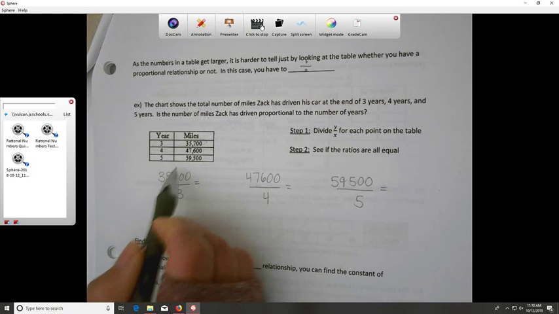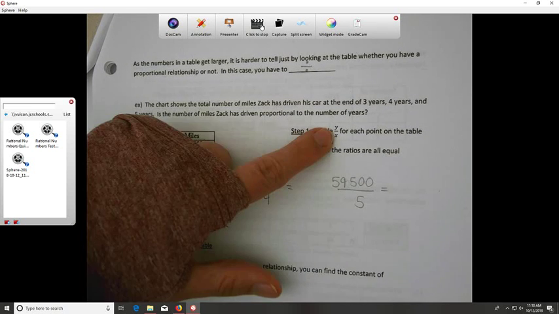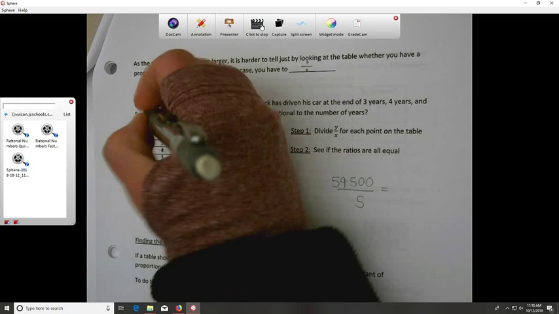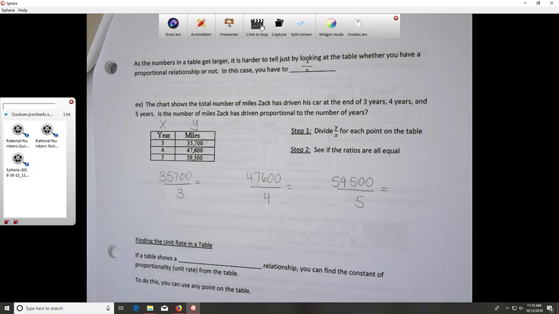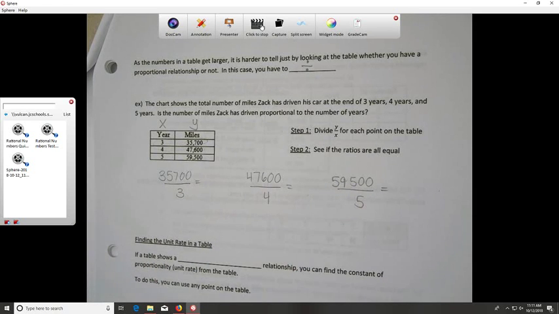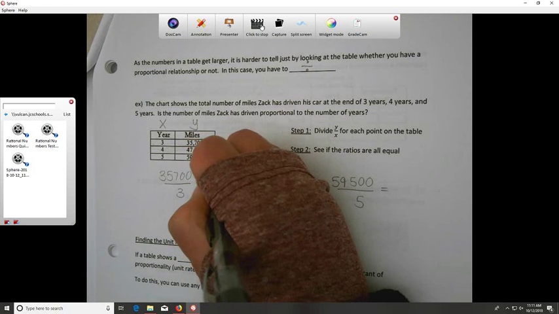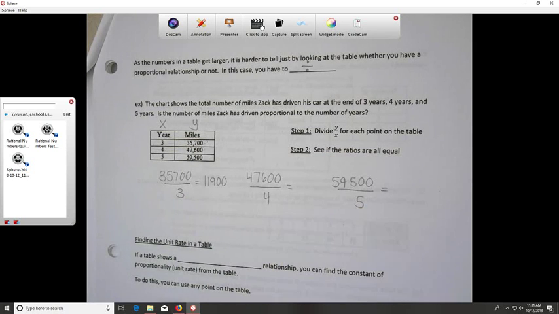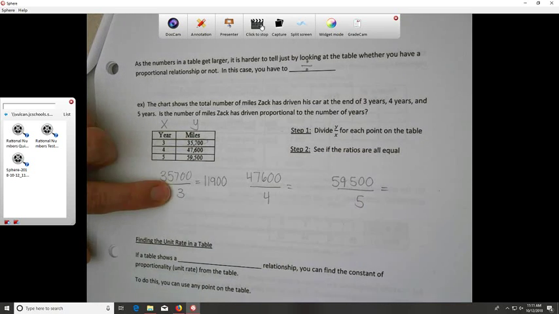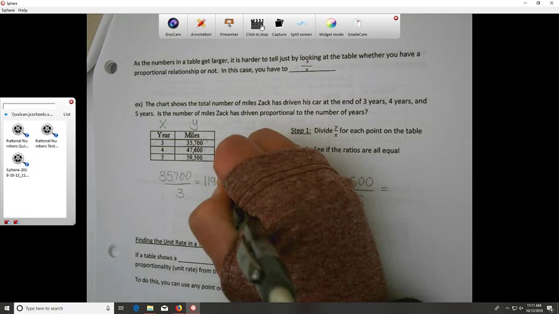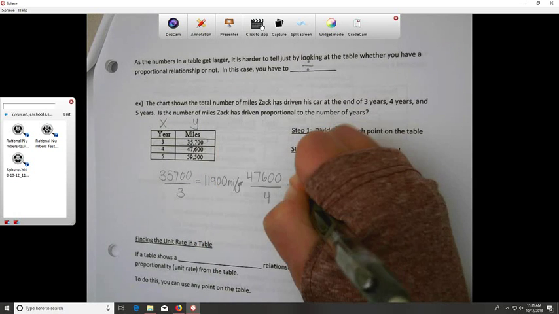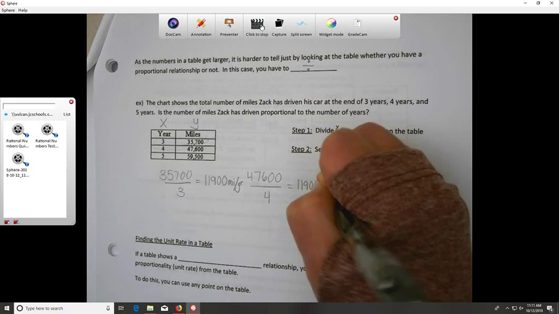All right, we always divide y divided by x, and your first column is your x, and your second column is your y. So if you divide each of these on your calculator, they should all come out to 11,900. Your units, this was miles and this was years, so it would be 11,900 miles per year. And we would get the same thing for each of these.